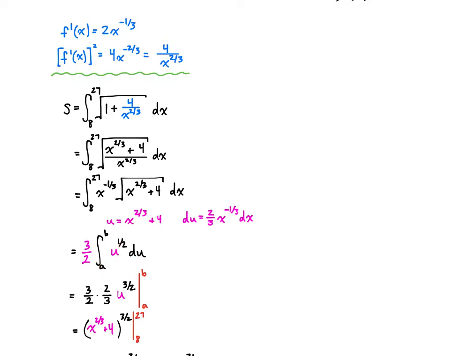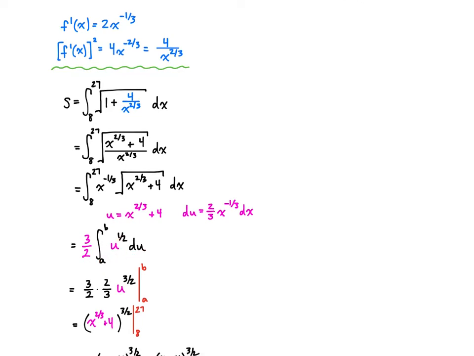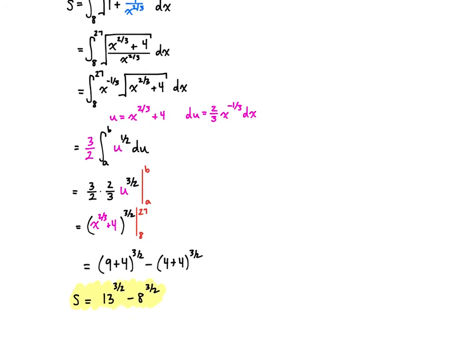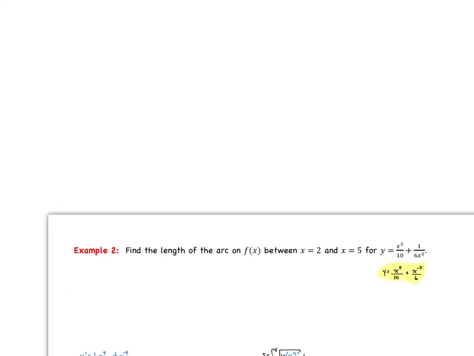u to the 1/2. Now we can integrate this pretty easily, and hopefully you guys can follow along on your own. But in the end, after we make our substitution back and evaluate it from 8 to 27, we're going to get our exact answer of 13 to the 3/2 minus 8 to the 3/2, and that is the length of the arc.